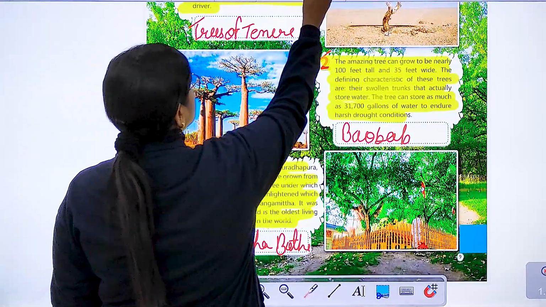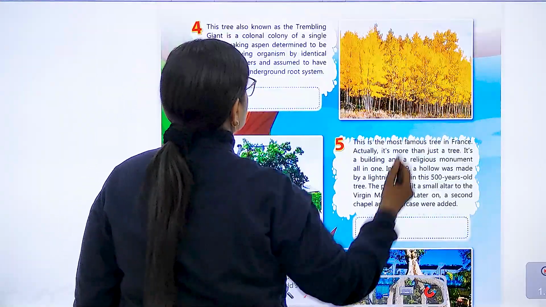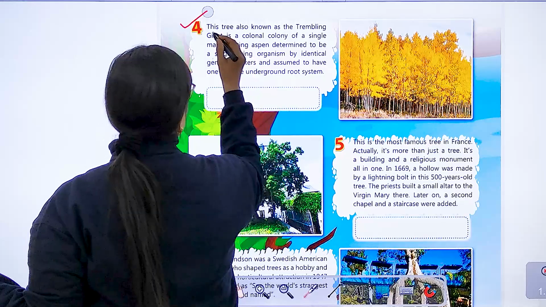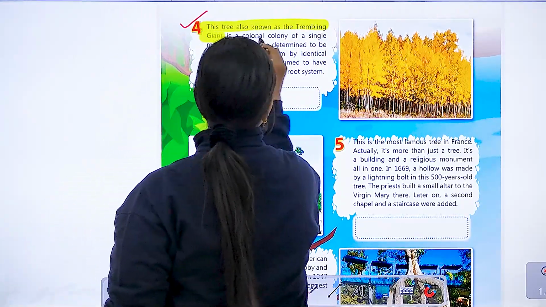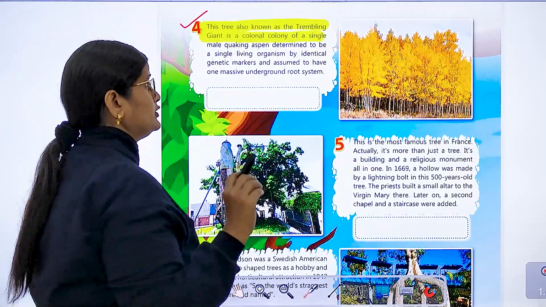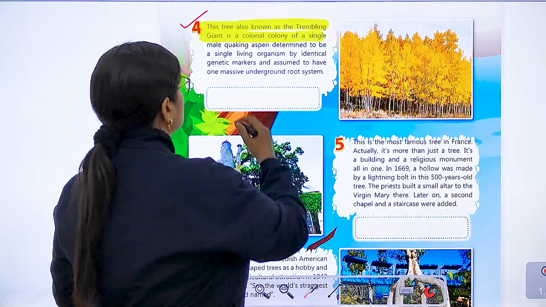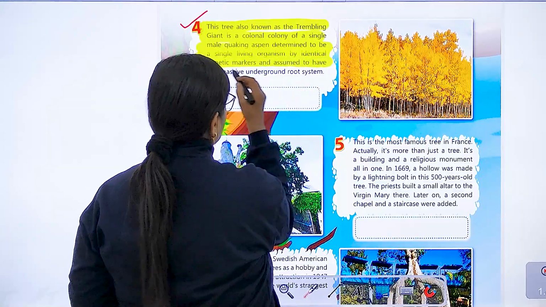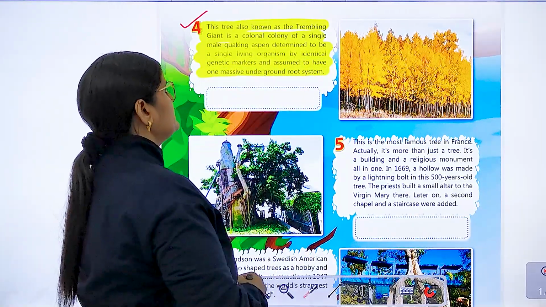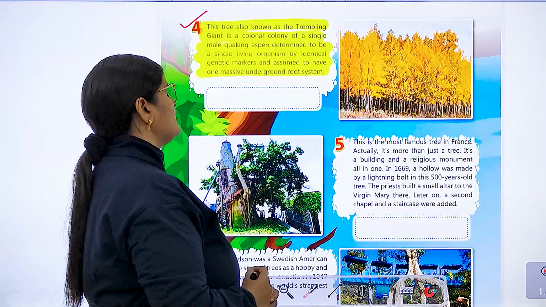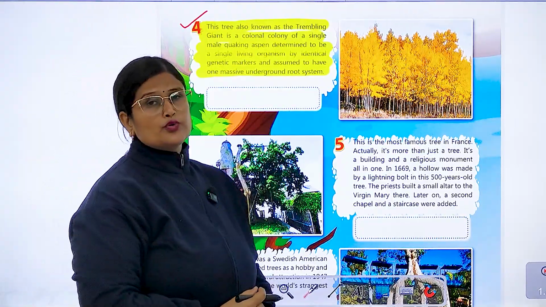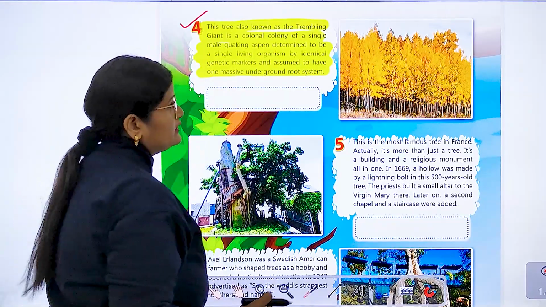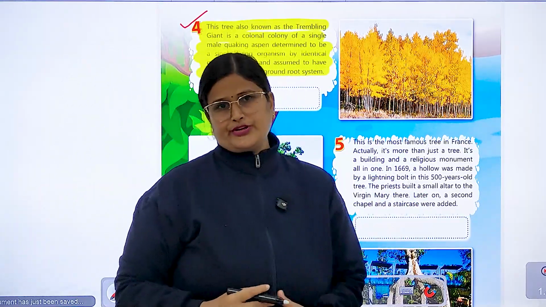Okay. Next. Number 4. This tree, also known as the trembling giant, is a colonial colony of a single male quaking aspen determined to be a single living organism by identical genetic markers and assumed to have one massive underground root system. So these are the Pando trees. Okay.